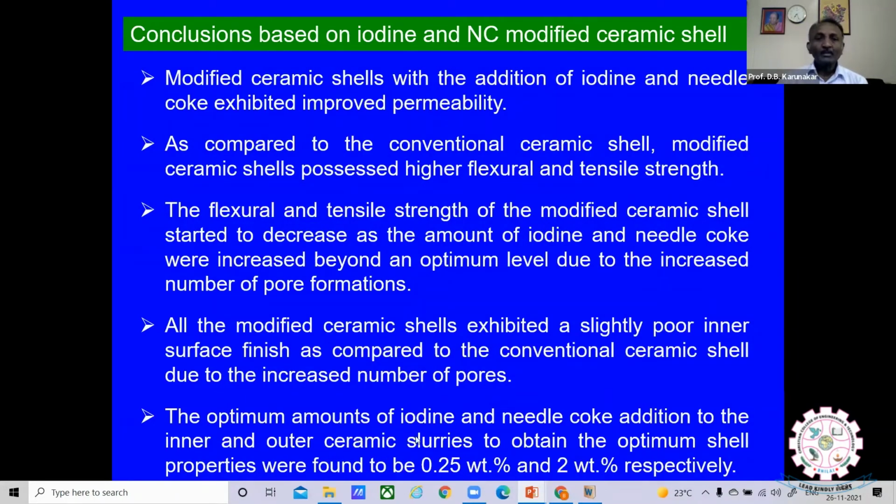So the optimum amounts of iodine and needle coke addition to the inner and outer ceramic slurries to obtain the optimum ceramic properties were found to be 0.25 iodine and 2% needle coke.